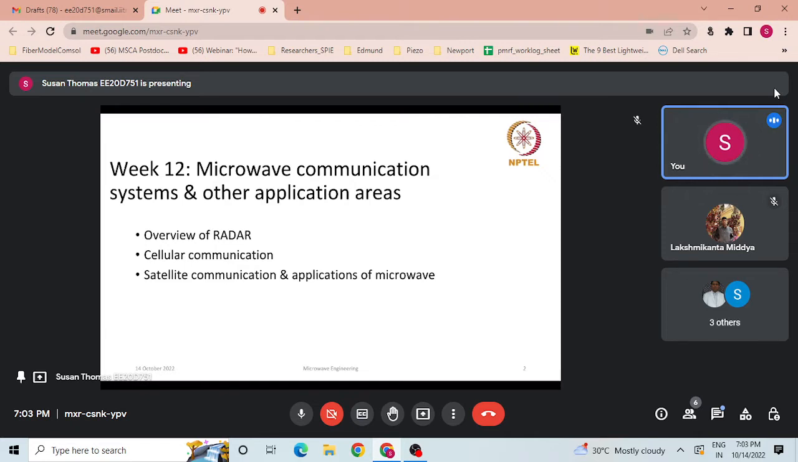So let me come to some brief ideas and some basics to discuss along with some of the questions. Although I have a few questions with me, I will try to follow this order. We will try to cover radar first, some very basics and just a few questions on that, then followed by a few questions on cellular communication and satellite communication. Okay, so let's move on.